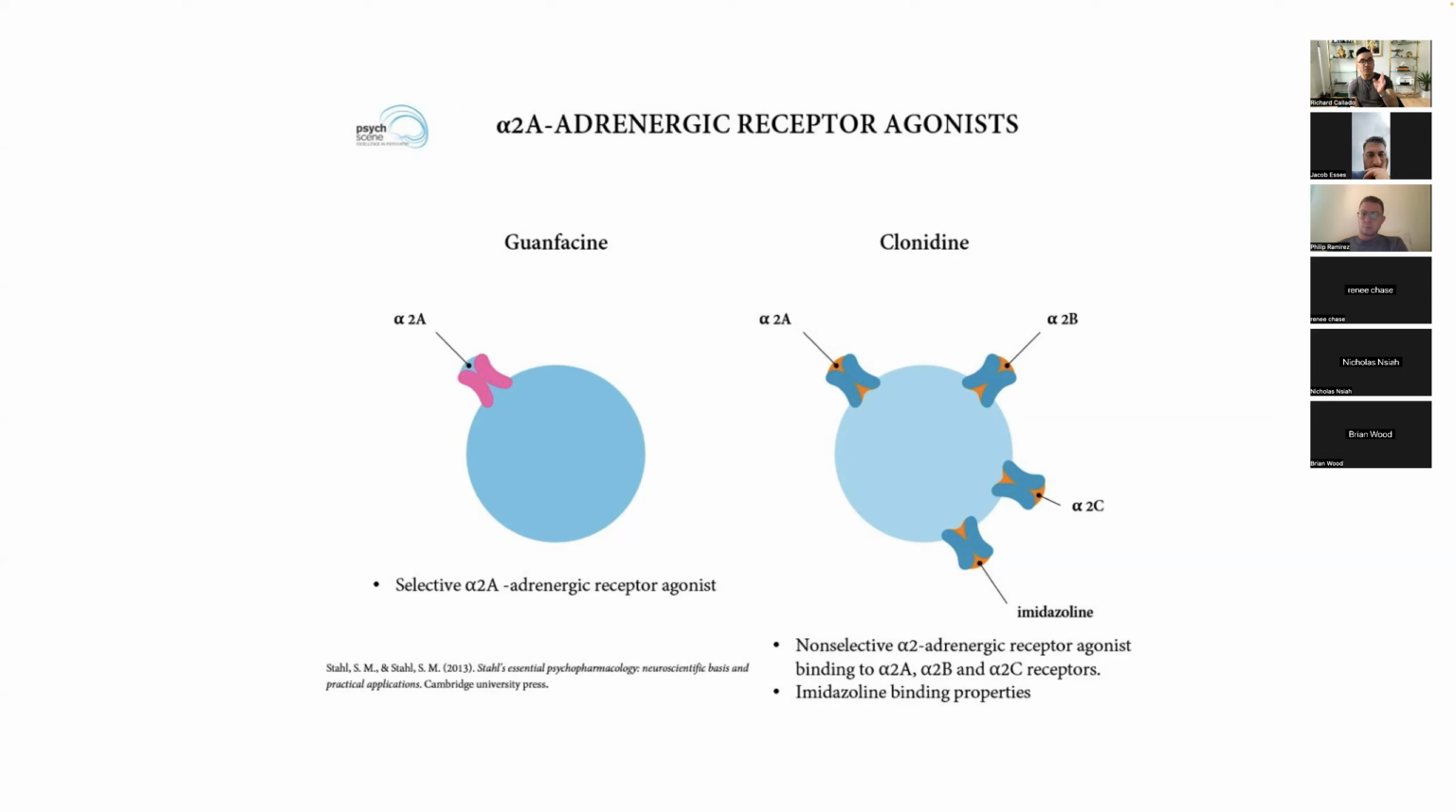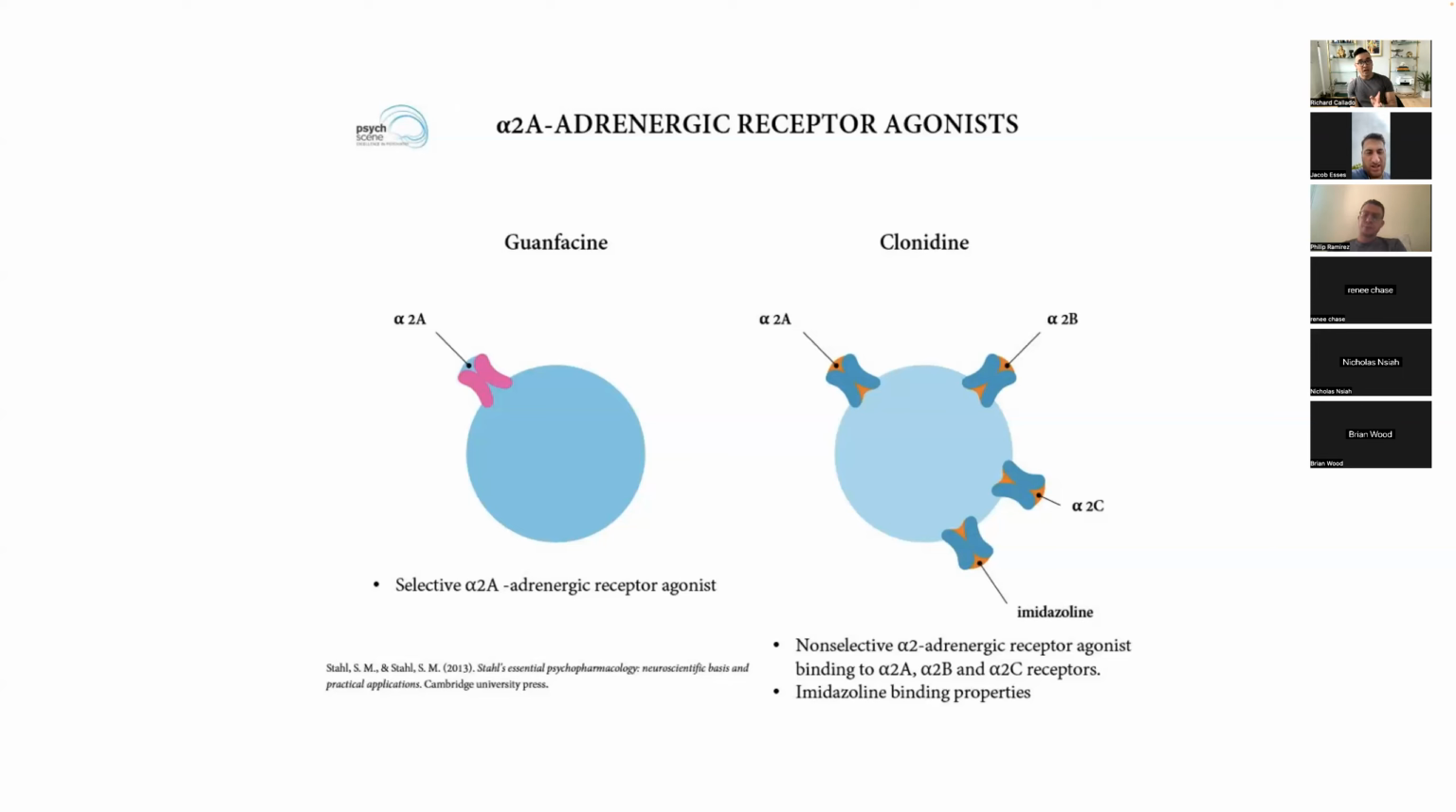So it only works on alpha-2A, and clonidine is an alpha-2A, B, and C. Why is that significant? Tell me. What does clonidine do that guanfacine doesn't do? Clonidine could drop your blood pressure. Yes. Okay. Very good. What else can it do? Make you sedated. Yes. Very good.